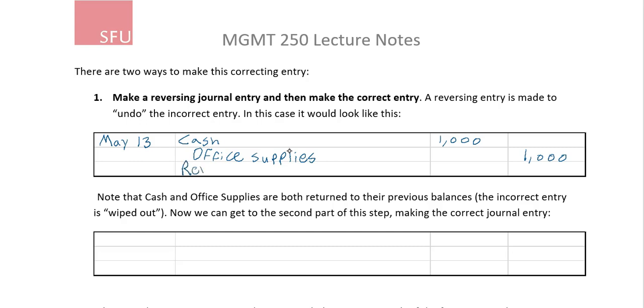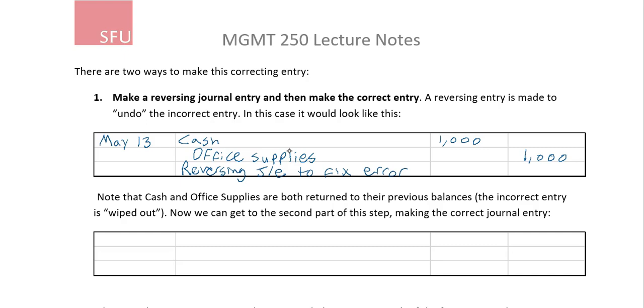So my note here is going to be reversing journal entry, JE for short, to fix error. So basically I'm bringing the accounts back to what they were before my error happened by making this correcting journal entry. The next one is going to be a do-over, essentially.